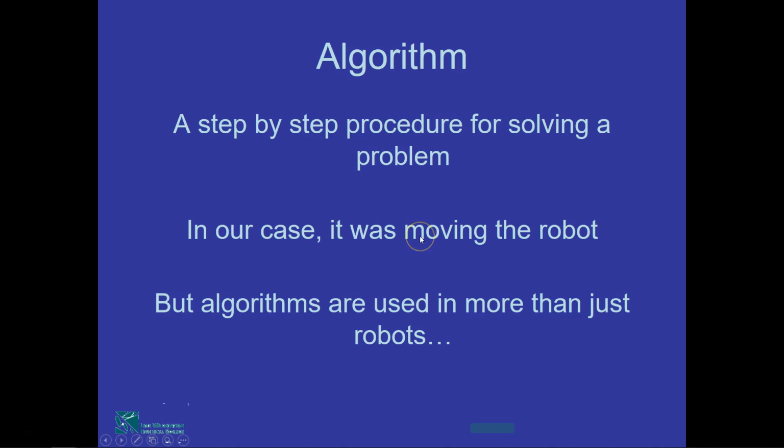So let's see further. An algorithm is basically a step-by-step procedure for solving a problem, and in our case it was moving the robot. But algorithms are used in more than just robots. In other words, we can also say that an algorithm is a series of instructions using the instruction set of a microprocessor that provides commands to a system for doing something useful. This definition is perhaps too correct to be acceptable to people in the PC world.